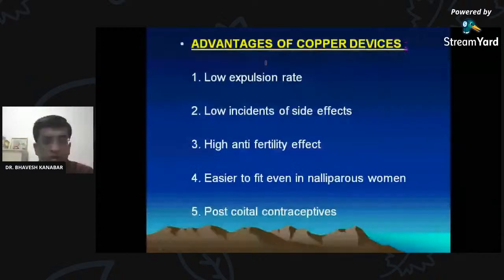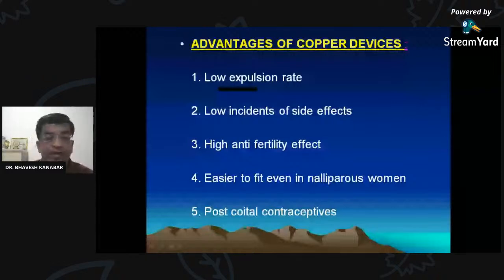The advantage of copper devices is that they have a low expulsion rate. You know that these devices may expel spontaneously, so copper containing devices have a low expulsion rate and a low incidence of side effects. They have a high anti-fertility effect because of the presence of the copper. Additional anti-fertility effects are there.